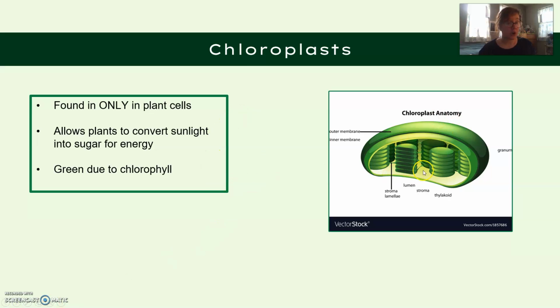Another structure, chloroplasts. Chloroplasts are only found in plant cells because they are able to convert energy from the sun into sugar for the plant. And humans don't have that ability. It would be great if we did, but we do not. So chloroplasts are very important in terms of providing energy for the plants.